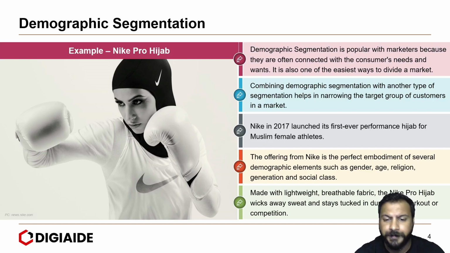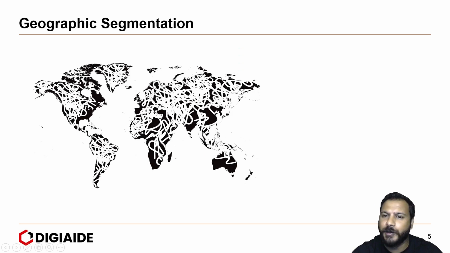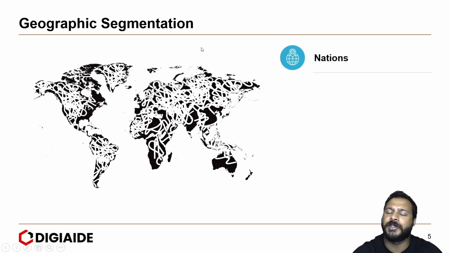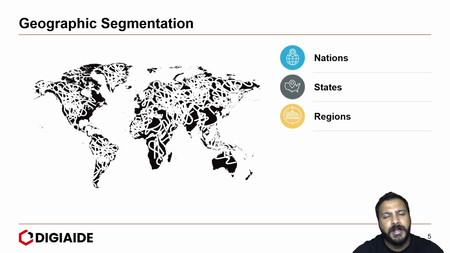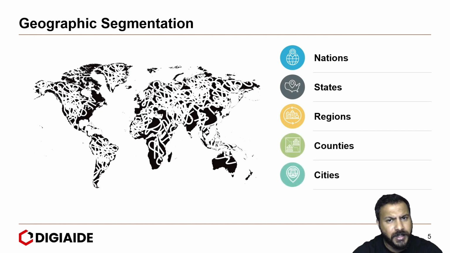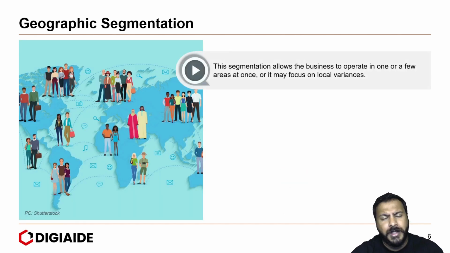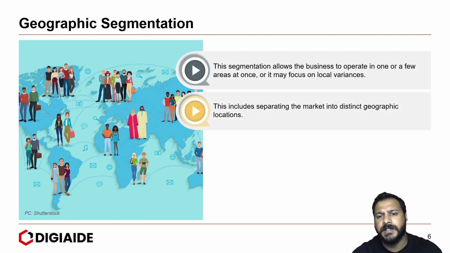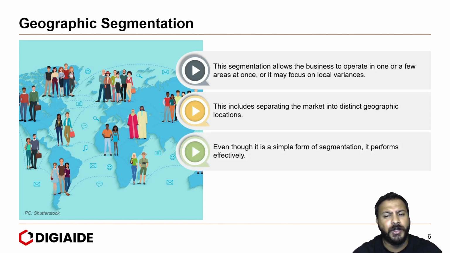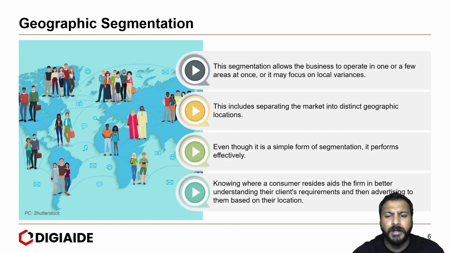Moving on to geographic segmentation, which entails segmenting the market based on nations, states, regions, counties, cities, and neighborhoods. This segmentation allows businesses to operate in one or a few areas at once, or it may focus on local variances. This includes separating the market into distinct geographic locations. Even though it is a simple form of segmentation, it performs effectively. Knowing where a consumer resides aids the firm in better understanding their clients' requirements and then advertising to them based on their location.